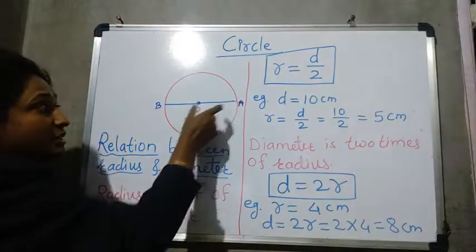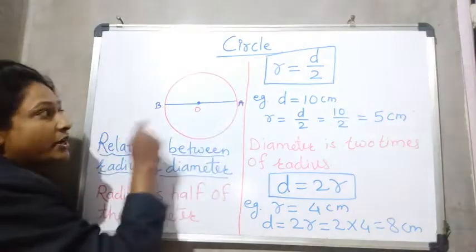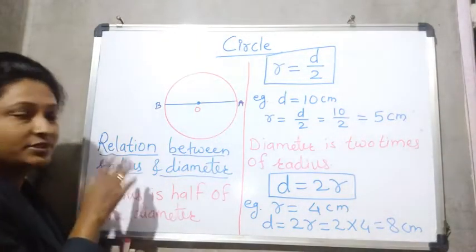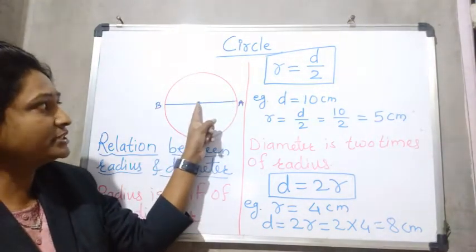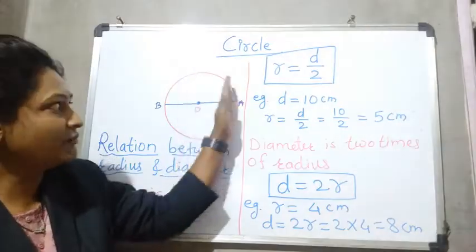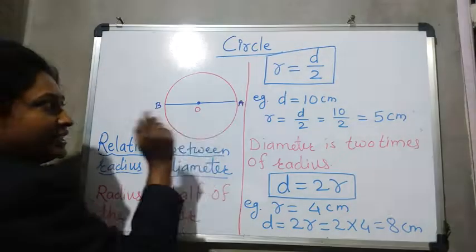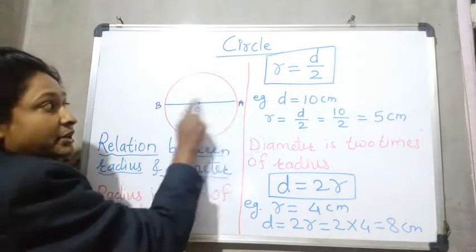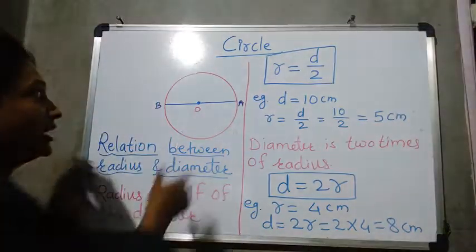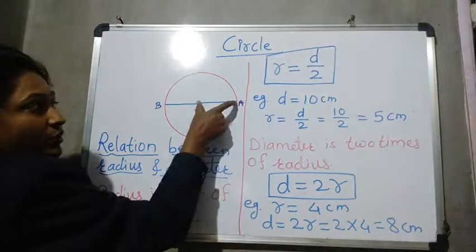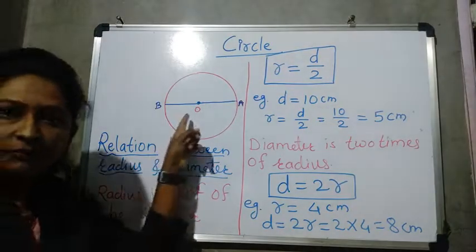See, a diameter is from this point to this point, means the full circle, and it is passing through the center of the circle. And radius means only this, from the center of the circle to the boundary of the circle, means half part of that circle. So what is the relation between them? We can say the diameter is 2 times the radius, or double the radius. It means this OA is half of this AB.